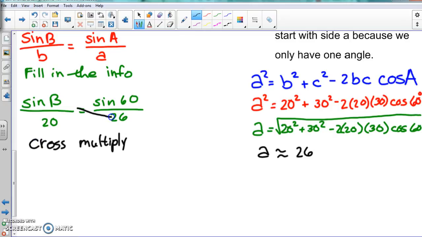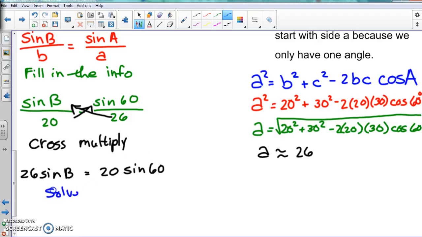So we cross multiply these. That gives us 26 sine B equals 20 sine 60. Okay, so we get that part. Now we need to solve for B because we're looking for angle B. So we're going to solve for angle B.